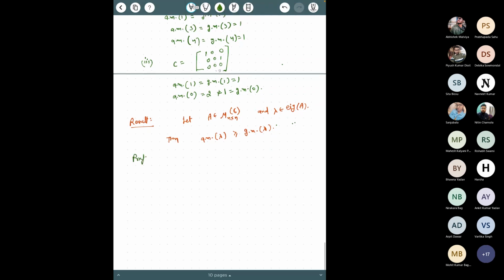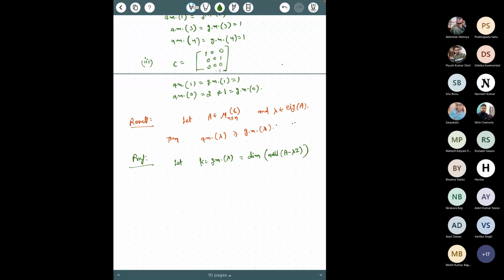So assume that k is the geometric multiplicity of lambda. K is, by definition, the dimension of the eigenspace. That means the eigenspace is the null space of A minus lambda I, and k is its dimension. Since this null space of A minus lambda I is a subspace of Cn, A being an n cross n matrix.